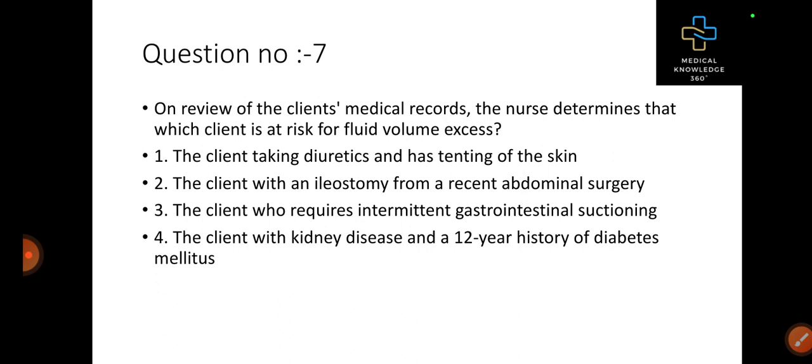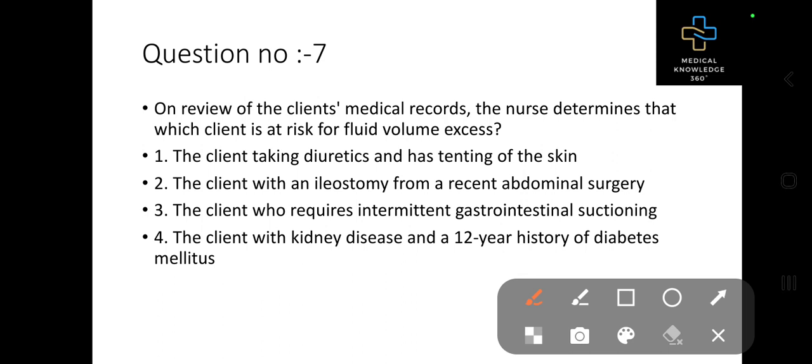So here the nurse determines which client is at risk for fluid volume excess. Fluid volume excess includes the client who has decreased kidney function or heart failure, or use of hypotonic fluids or solutions. So the right answer for this question is option 4, that is, the client with kidney disease and a 12-year history of diabetes mellitus.